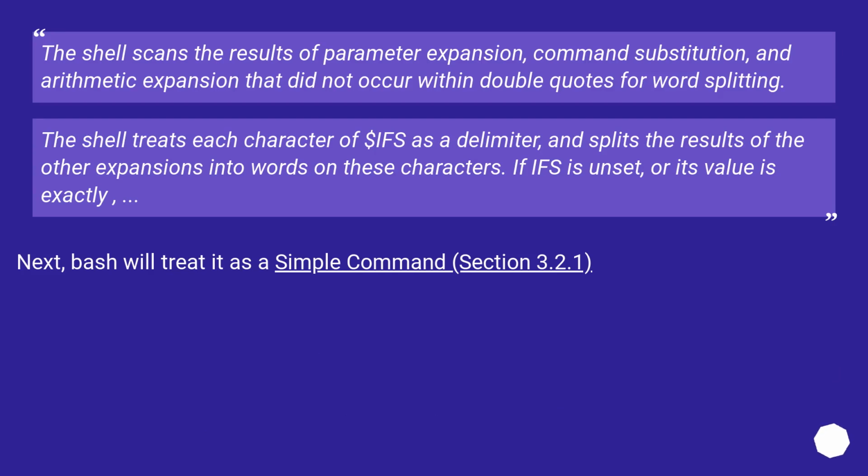The shell scans the results of parameter expansion, command substitution, and arithmetic expansion that did not occur within double quotes for word splitting. The shell treats each character of $IFS as a delimiter, and splits the results of the other expansions into words on these characters. If IFS is unset, or its value is exactly. Next, bash will treat it as a simple command, section 3.2.1.